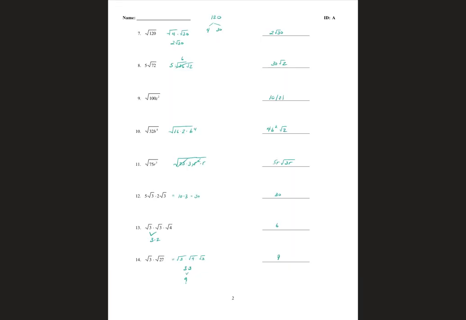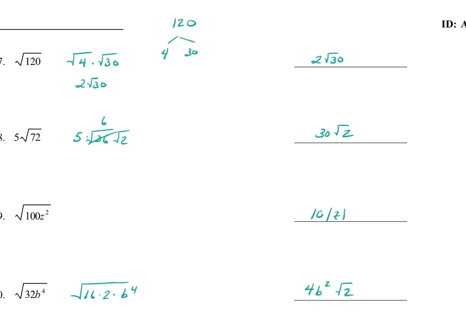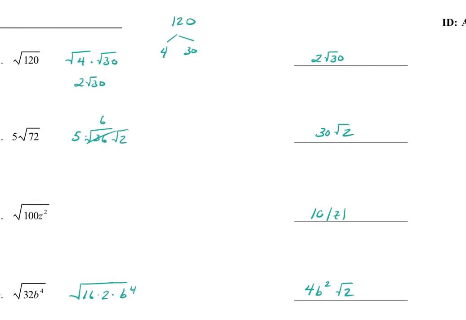Page 2. 7 is 2 root 30. 8 is 30 root 2. 9 is technically the absolute value of z because it can't be negative, but if you left that off, that's okay because we didn't talk about that. If you just have 10z, it's okay. But usually if it's an even root underneath on a variable, you have to do absolute value because that variable can't be negative.